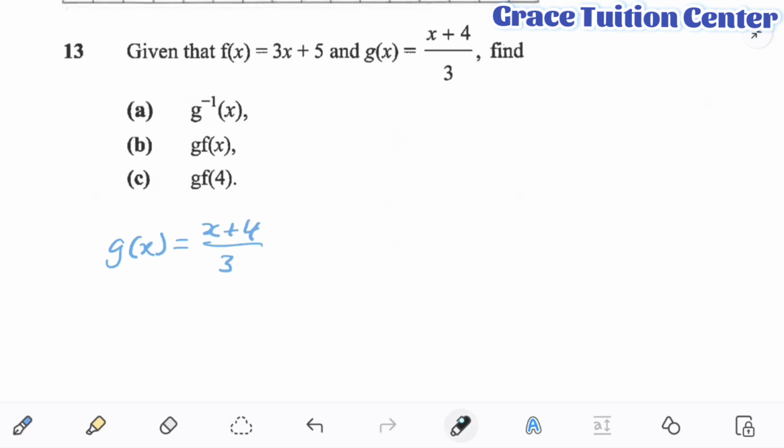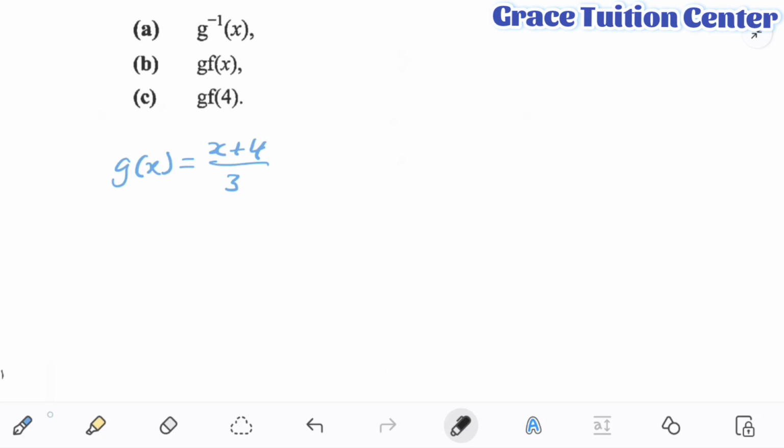So the first step that you're going to do is replace this g of x, whatever is there, with y. That is the first step. So where there's g of x here, we put y equals x plus 4 over 3. Is that okay? Once you're done with this step, you go to the next step. The next step is to make x the subject of the formula. Making x the subject of the formula means that x should be alone on one side of the equal sign, while the rest of the information should be on the other side of the equal sign.